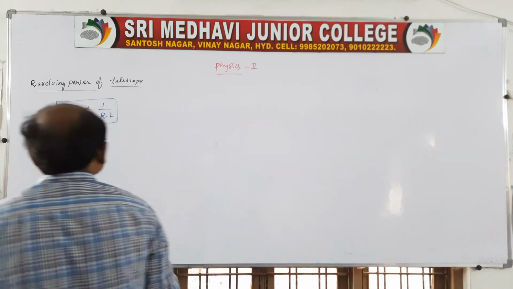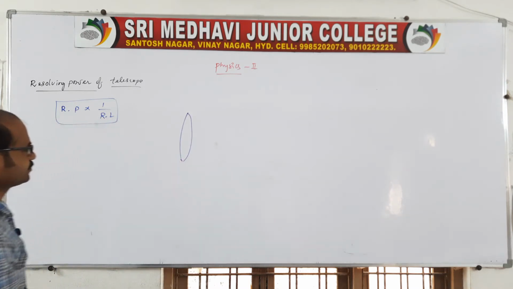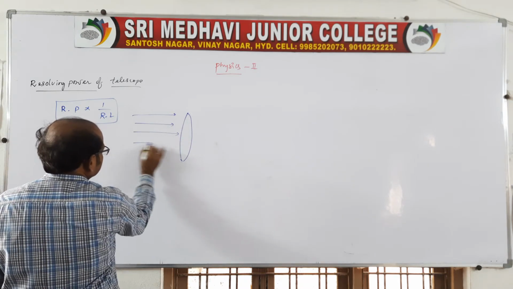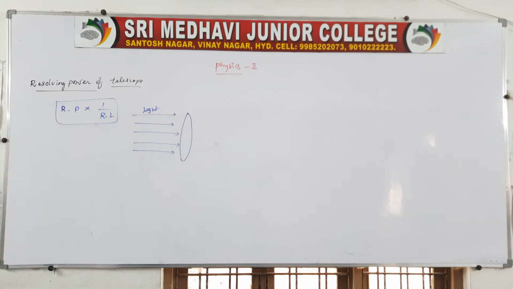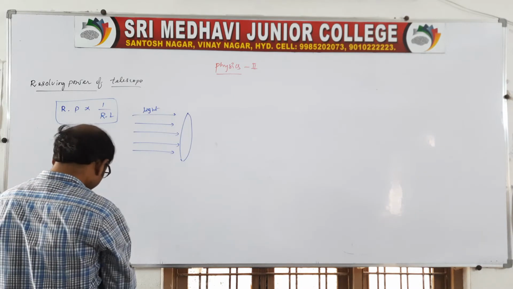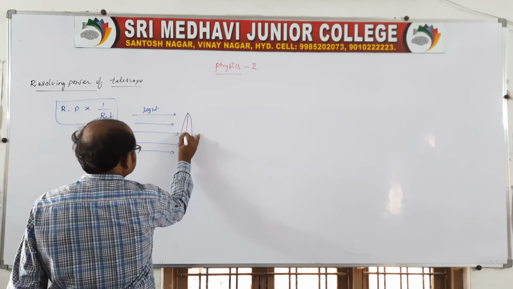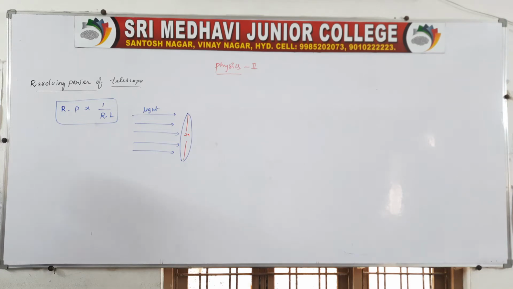Suppose I would like to tell you, let us take a telescope. In the telescope, this is an objective lens, and the light rays are going towards the lens, like this. Light is entering through the given lens, of diameter 2a. This is the diameter of the lens. Very simple, I would like to tell you in a simple manner. So, it is 2a which passes through the lens.